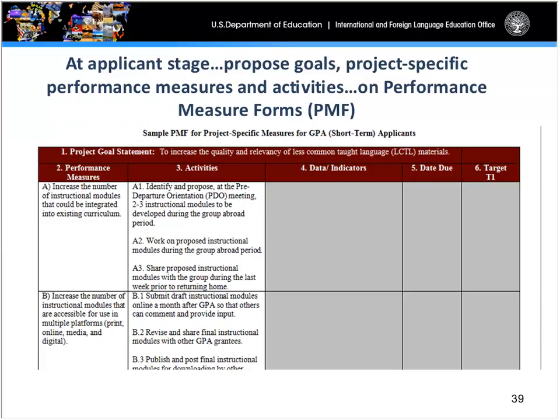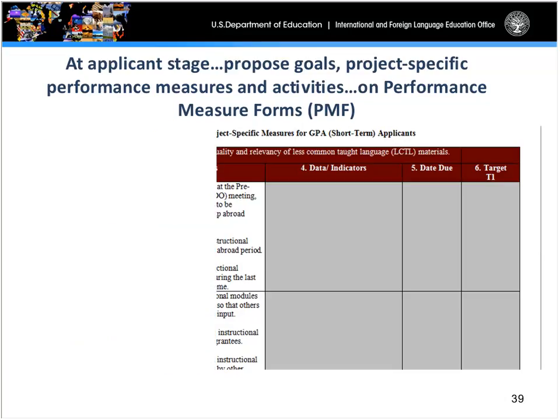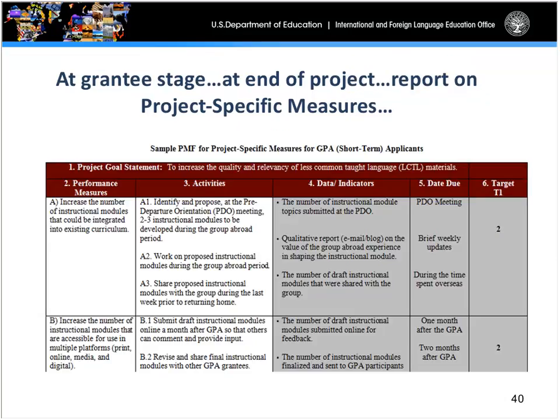Here's where you give an example of your goals and your objectives, your activities and your measures as outlined in your goals. I'm sorry, I'm just making sure. Yes. So you're covering your goal statement, your performance measures, and your activities. If you are successful in becoming funded, that's when you will give us more of the data indicators, the due dates, and your targets. But that will be outlined in your application booklet.